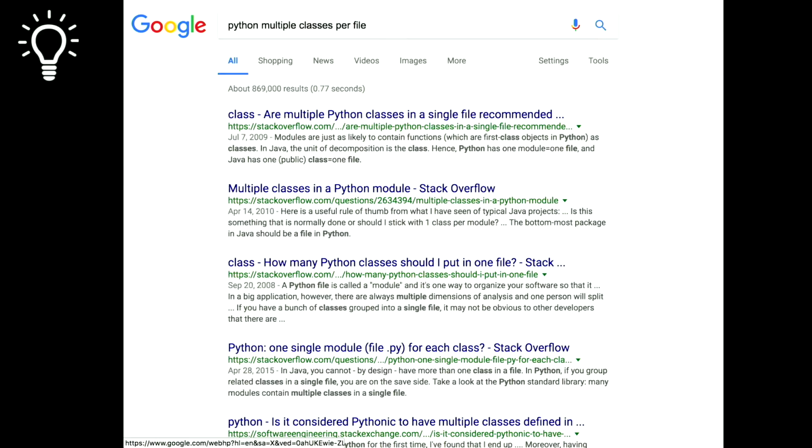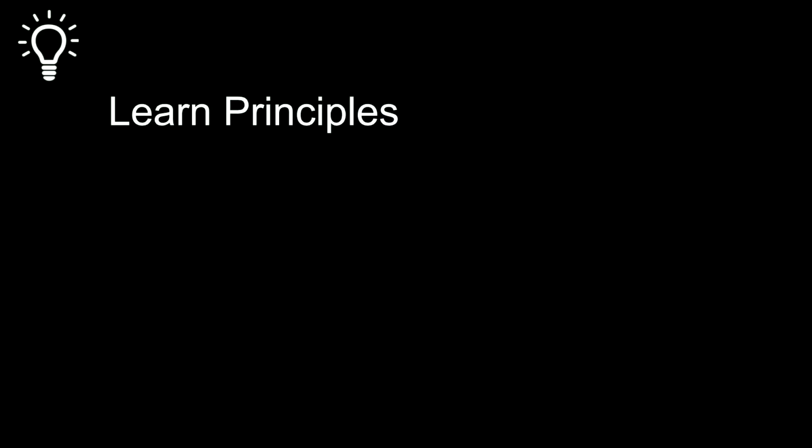870,000 people were also confused by this. But the Python way to solve the problem is to use modules, and having multiple classes per file is no different than having multiple functions per file. So understanding the framework, the language that you're in, and trying as much as you can to not bring your baggage from the other thing is a real challenge.